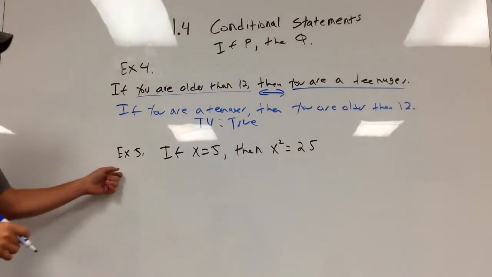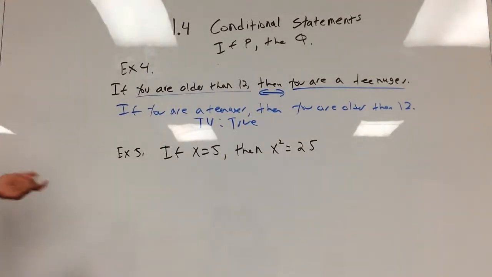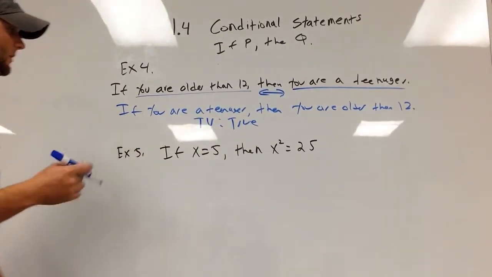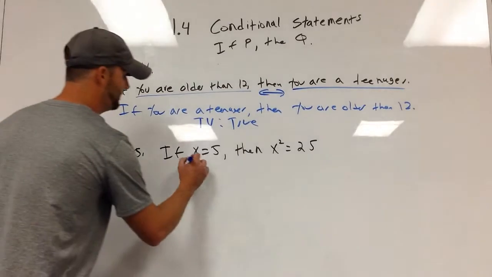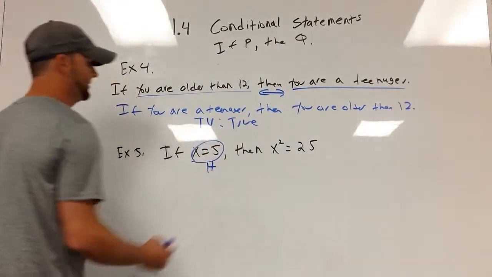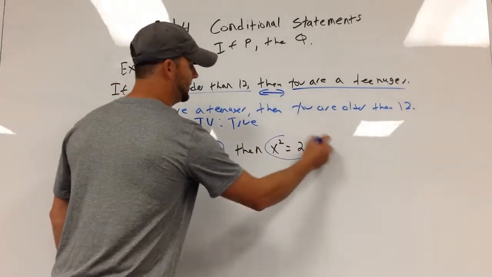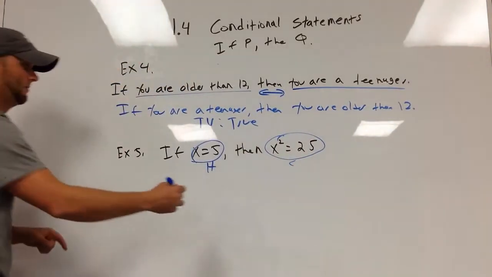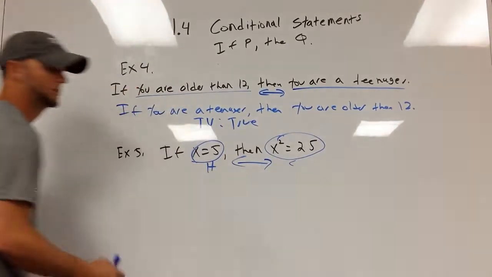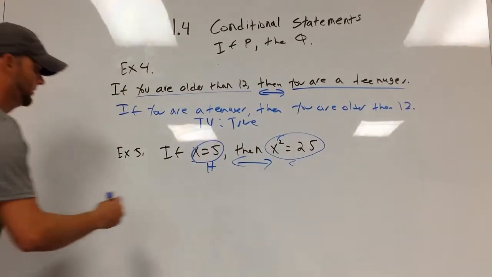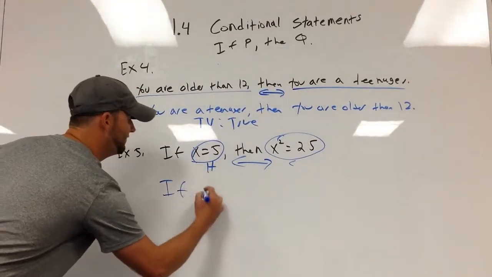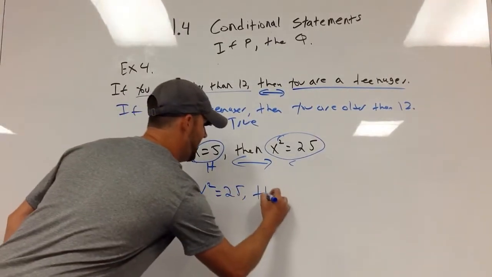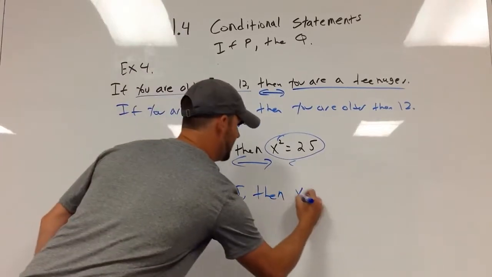Let's see if it happened on example number 5. Example number 5 says, if x equals 5, then x squared equals 25. Let's check this out. After the if is my hypothesis, and after the then is my conclusion. Let's write the converse by swapping them. All I'm going to do is switch them. My statement should be, if x squared equals 25, then x equals 5.